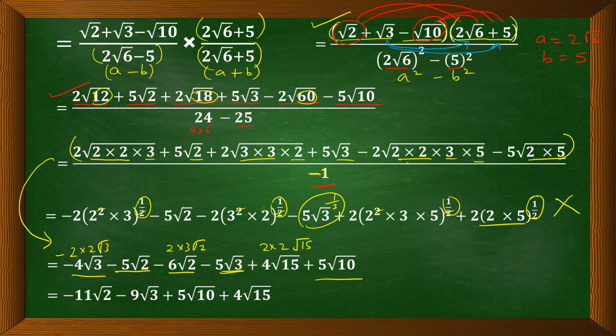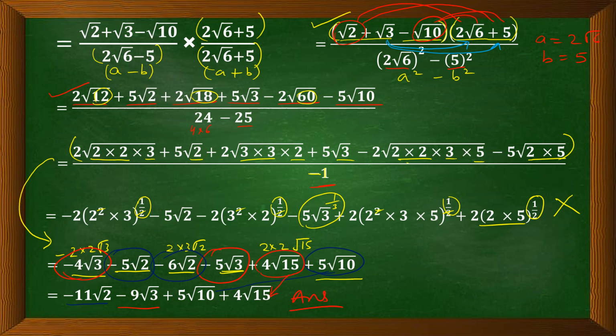Now further we can simplify by solving the like terms. Now what are the like terms over here? Minus 4 root 3 and minus 5 root 3, right? So over here we can say minus 9 root 3, and over here if you see minus 5, let me take minus 5 root 2 and minus 6 root 2. This I can keep as minus 11 root 2, right? And these two terms as it is, 5 root 10 as it is, and then over here 4 root 15 as it is, right? So this is the answer.